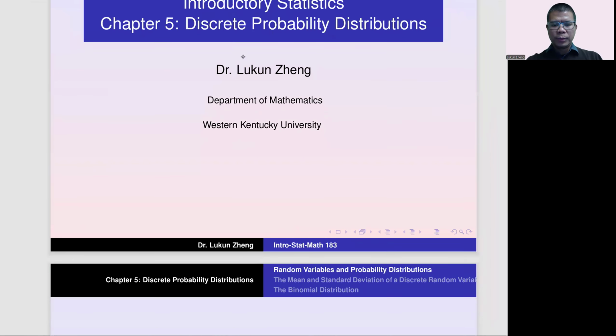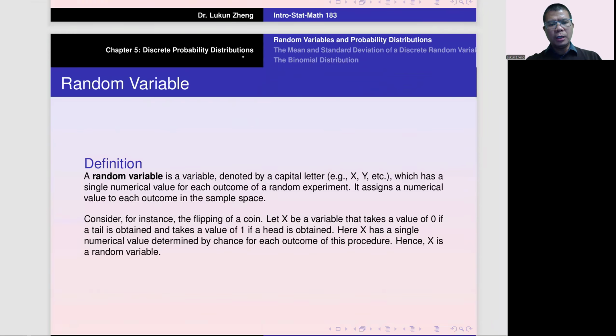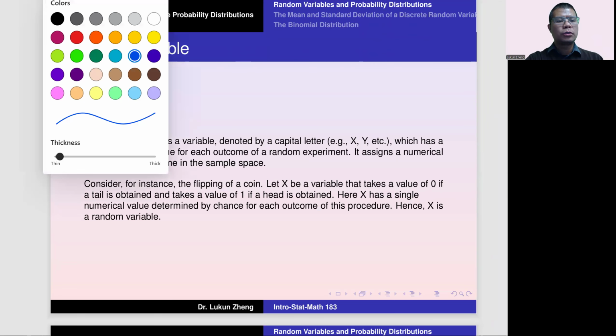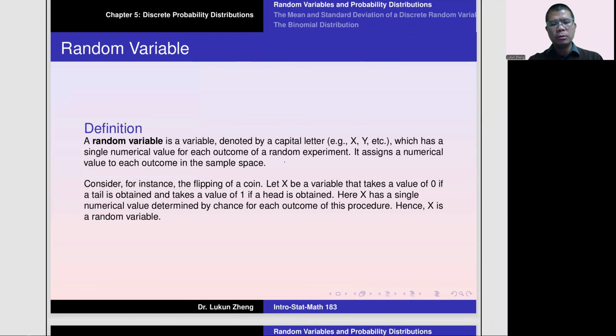Section 1 is about random variables. So what is the definition of a random variable? It is denoted by a capital letter. It has a numerical value for each outcome in the sample space.